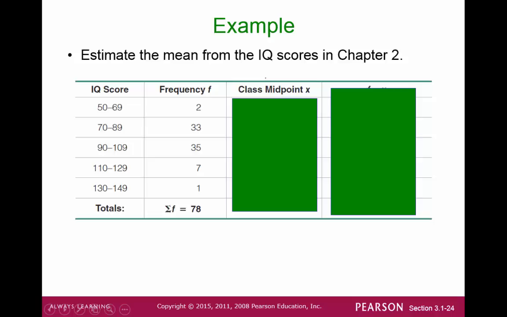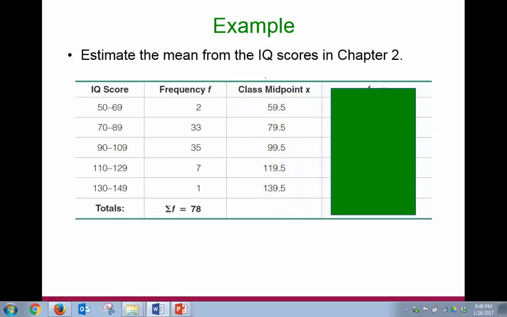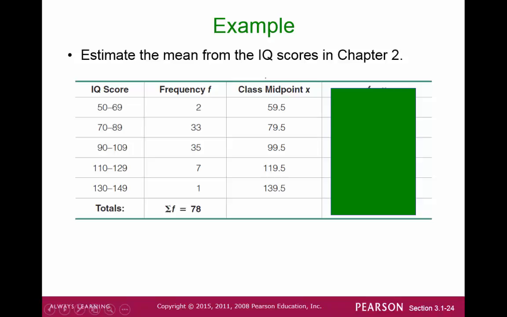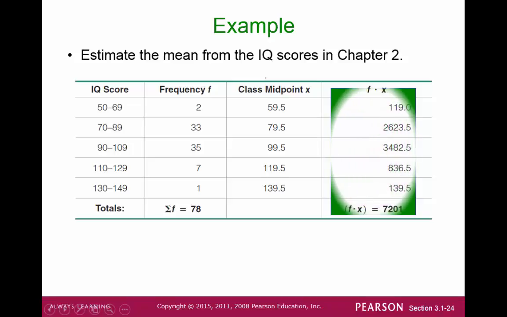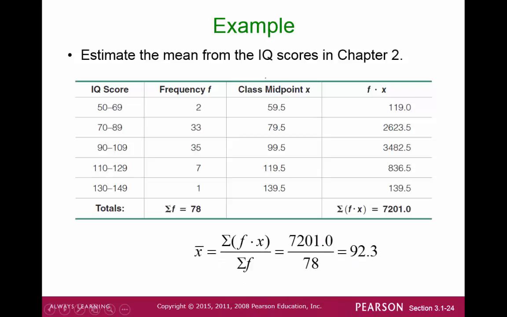Here's an example. Here's the frequency table from Chapter 2. First, we find the class midpoints. Recall that you take the mean of the upper and lower class limits for each class. For the first one, the mean of 50 and 69 is 59.5. Next, you multiply the frequencies and class midpoints. Then, add them all up. Now you have the sum of f times x, and you have the sum of the frequencies is 78. Finally, you just divide and get the estimate for the mean.